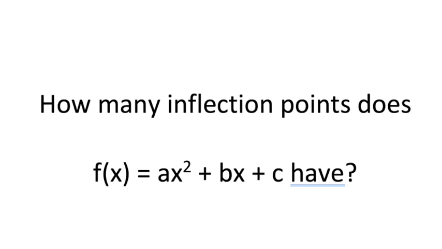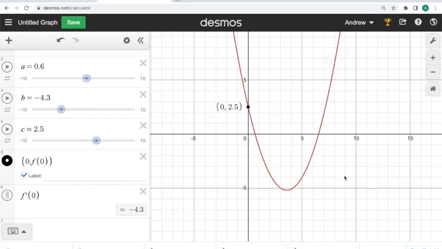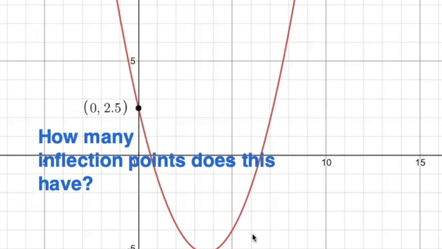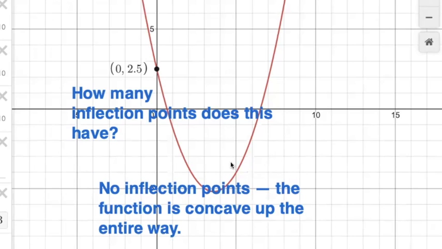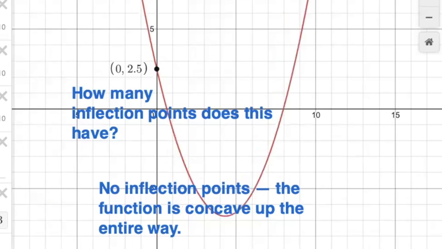So finally, how many inflection points does this have? Or is there anywhere you see the concavity change? I don't see any concavity changes. To you, it's concave up the whole way. No inflection points. The function is concave up the whole way. And that doesn't change regardless. It doesn't depend on A, B, or C at all.